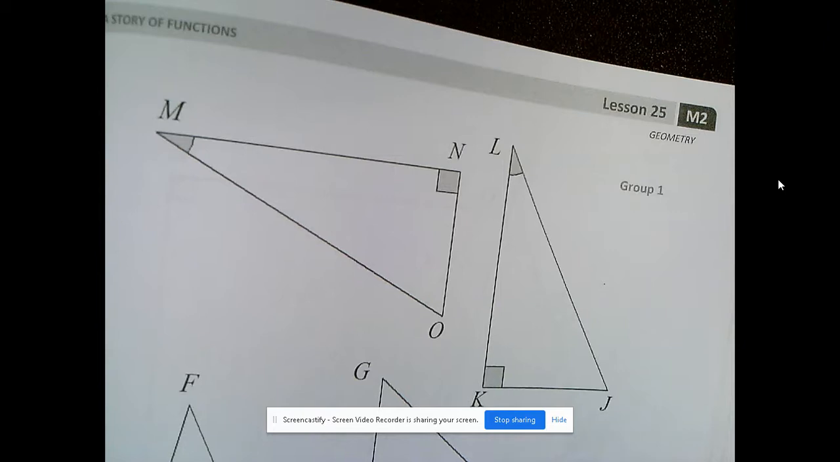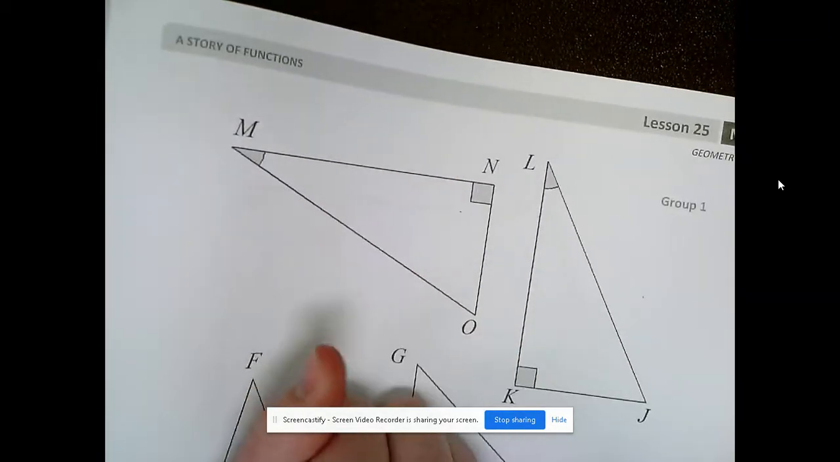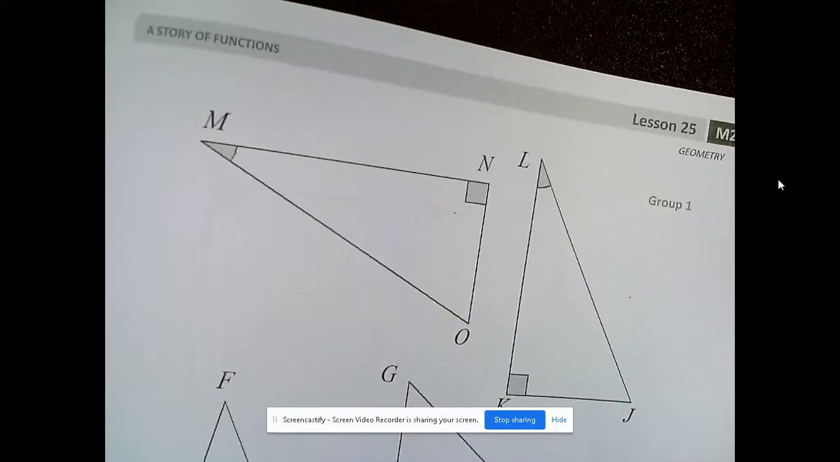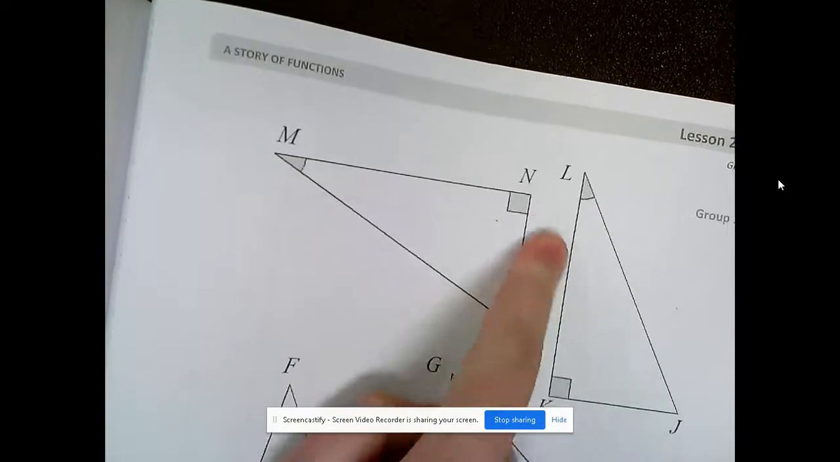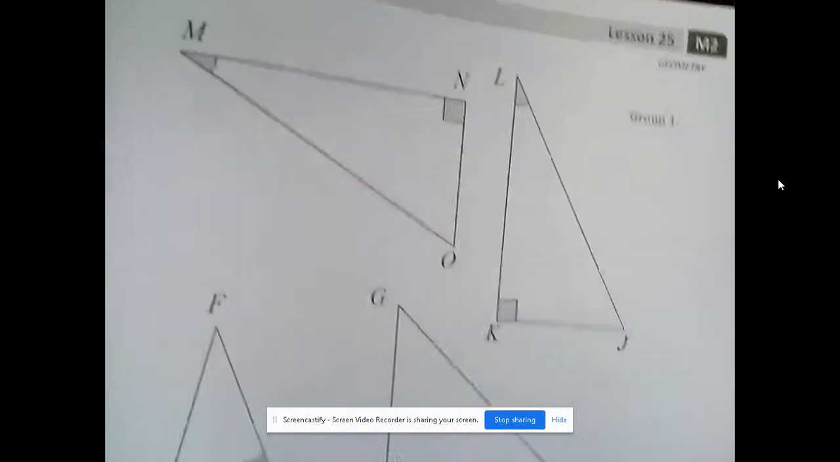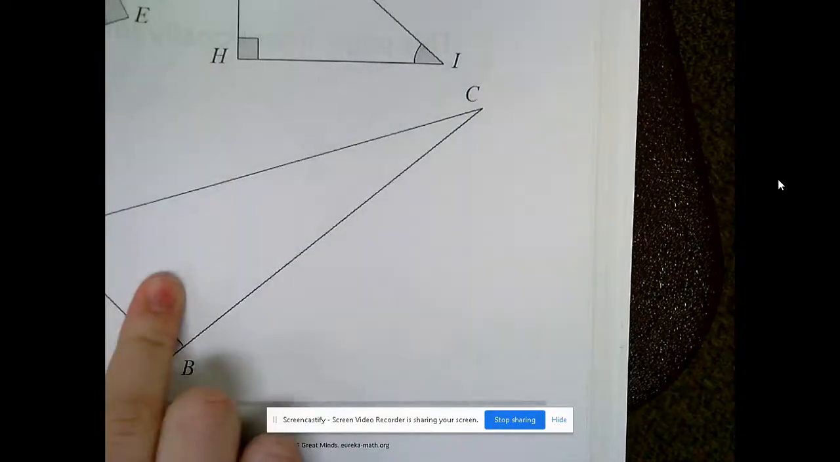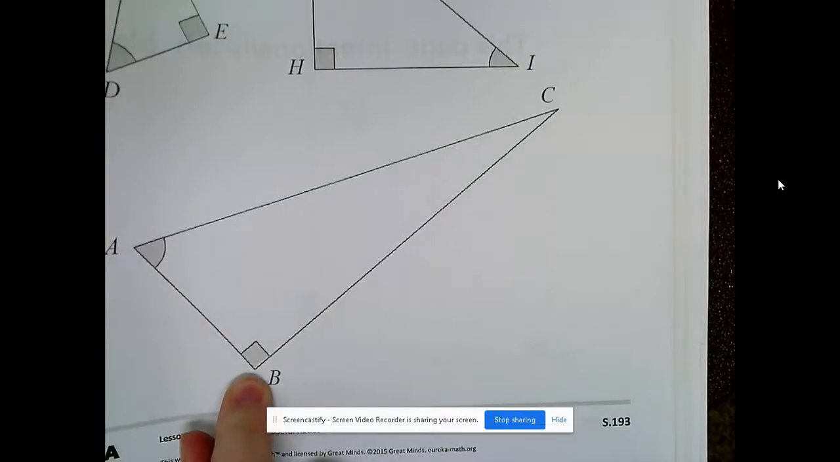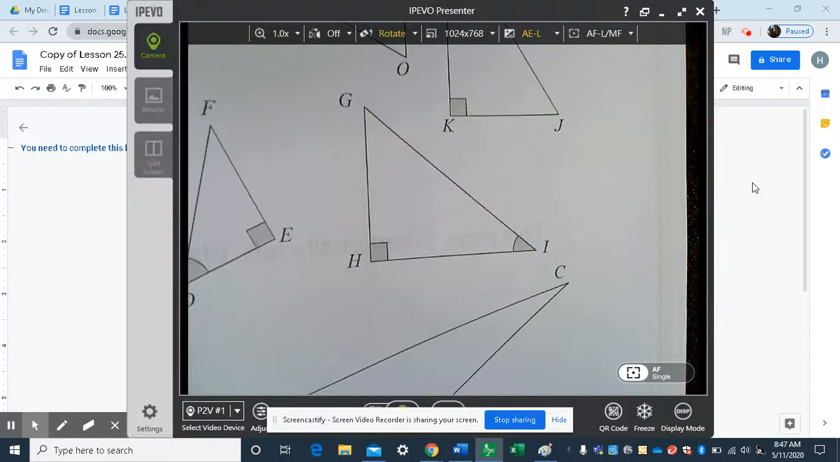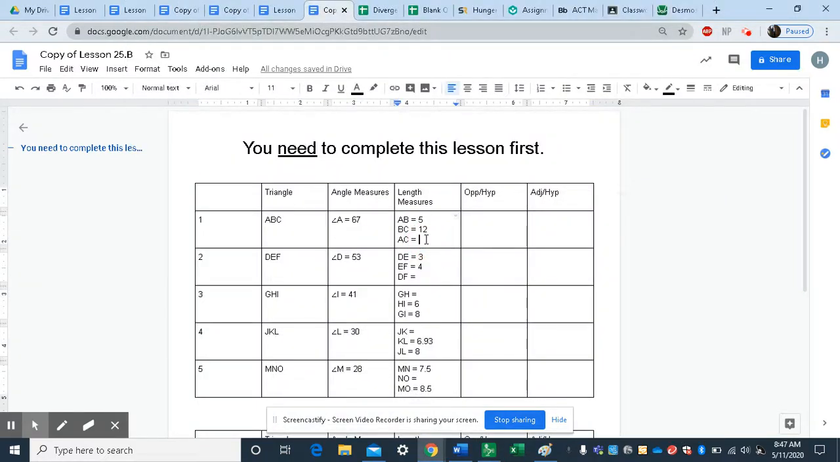So I am going to give us two of the three side lengths for each of these triangles. And then we're going to find the opposite over hypotenuse and adjacent over hypotenuse fractions. So in this first triangle, we're dealing with ABC. So we're dealing with this triangle down here, which means we're basing everything off of angle A, and our right angle is angle B. So we're going to go back over to our document.